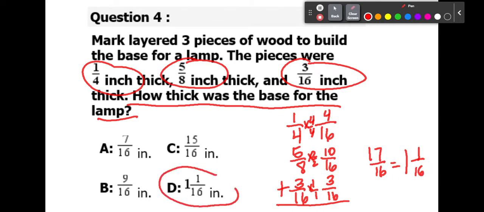So 1 and 1/16. If you did this on Desmos, you have to press that button that converts your answer into a fraction at the end to get this answer, 1 and 1/16. Or I guess it would give you 17/16 actually. So maybe make it a decimal and compare, right?